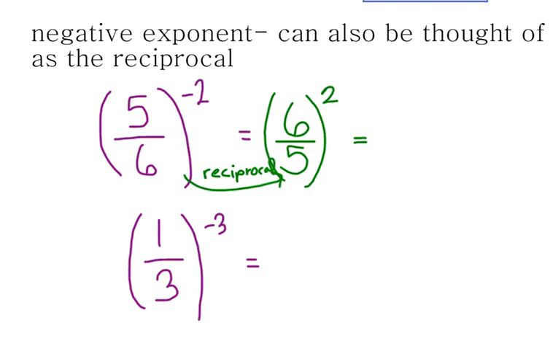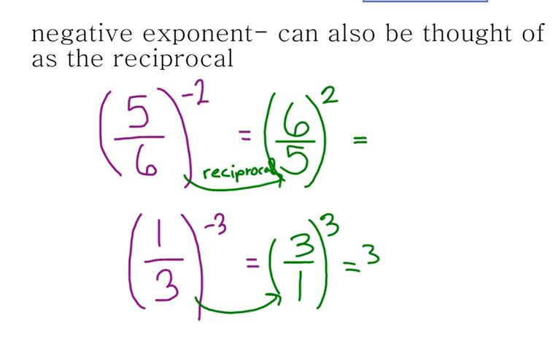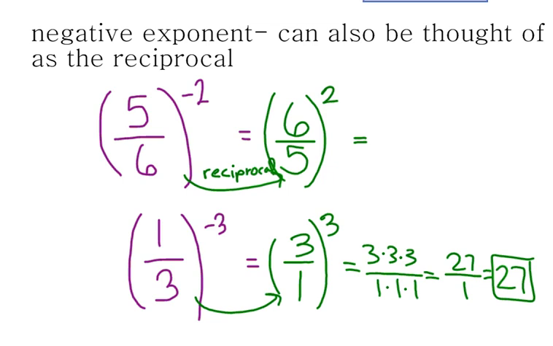So that negative symbol there, another way we can think about a negative exponent is as a reciprocal. So with 1 over 3, what would the reciprocal of 1 over 3 be? Well, it would be 3 over 1. Now that I've done that, this exponent is no longer negative 3. It's going to be a positive 3. Well, what would that look like? 3 times 3 times 3, and 1 times 1 times 1. That's going to be 27 over 1, which is just 27.